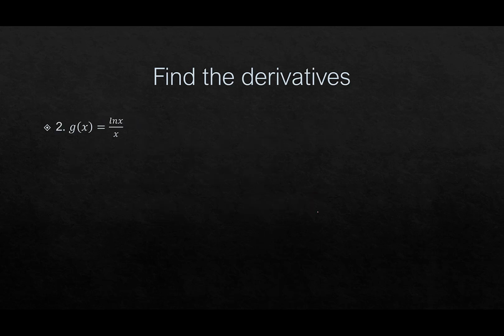The second one says g of x is the natural log of x over x. So again, I'm looking for what are those key words? Well, I have natural log of x over x, or natural log of x divided by x. That says quotient, do the quotient rule.